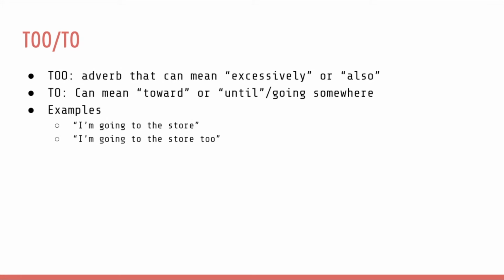I'm tagging along. Okay. And the one with two O's can also be used at the beginning of a sentence or near the beginning of the sentence. It doesn't always have to be the end. So I could say, I too am going to the store, right? So that's basically just meaning excessively, or it could also stand for also, right? Hopefully that's making sense.